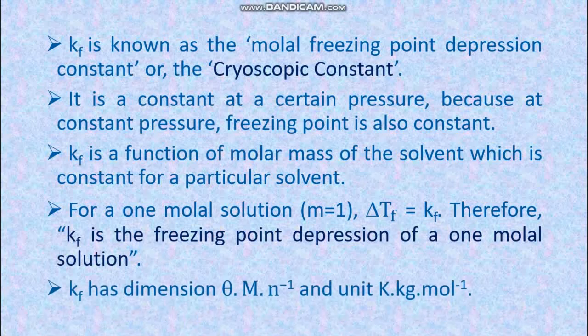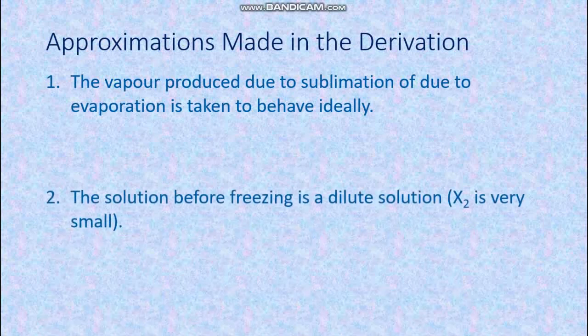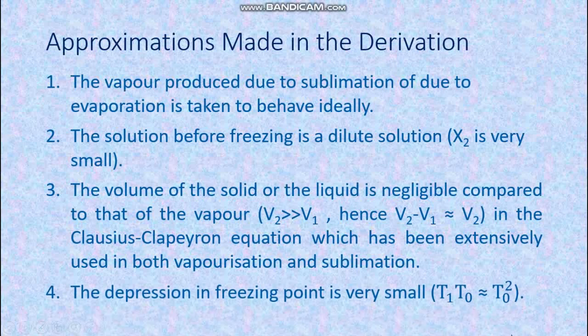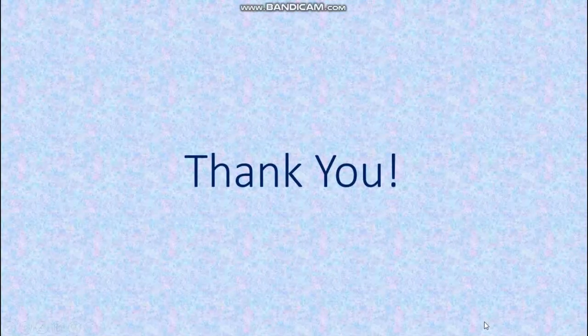Okay, and we have now determined the dimensional unit as we did in the case of Kb, by the same process. The result is that the dimension of Kf is theta into m into n inverse, and the corresponding unit is Kelvin kg per mole. Okay, and the approximations are all the same. Statement 1 is the same as Kb, statement 2 is the same. Just in statement 3, in place of liquid we have to add solid also, so for solid or liquid, here vaporization and sublimation. This is a little bit of change. All the other things are the same, and the 4th statement is also the same. So that's all about depression of freezing point.